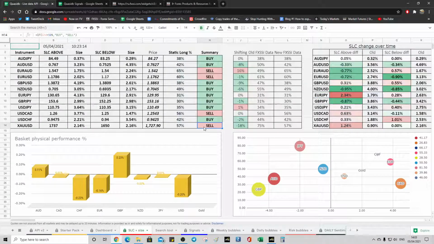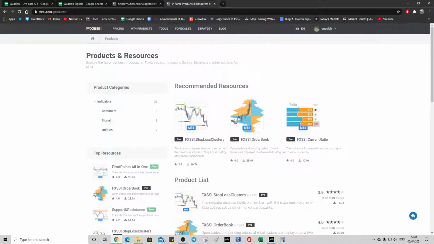Spreadsheet user guide, video 4, version 4. SLC and size. SLC stands for stop loss cluster. So SLC tells us where the retail guys have got their stops clustered at a particular price level. Before I talk about the SLC, we do get the data from FX SSI.